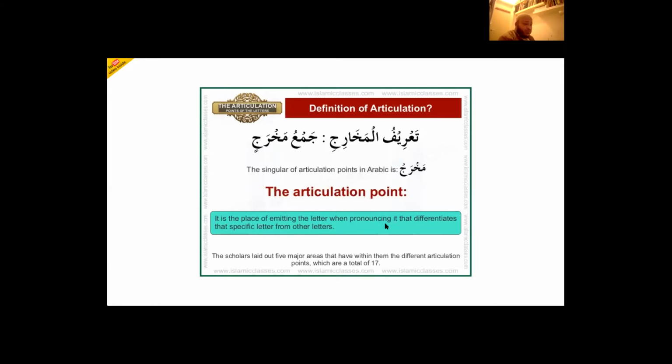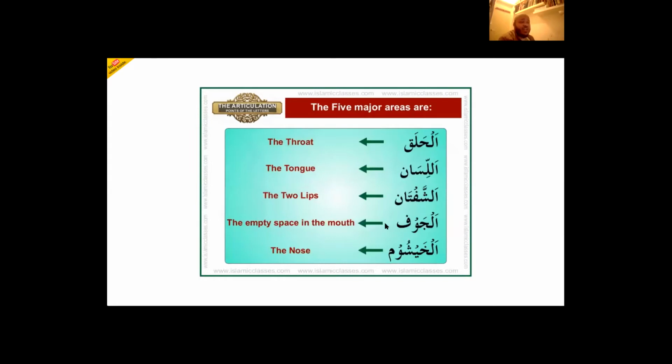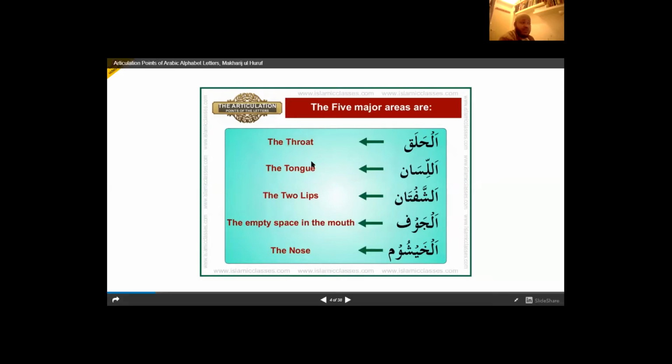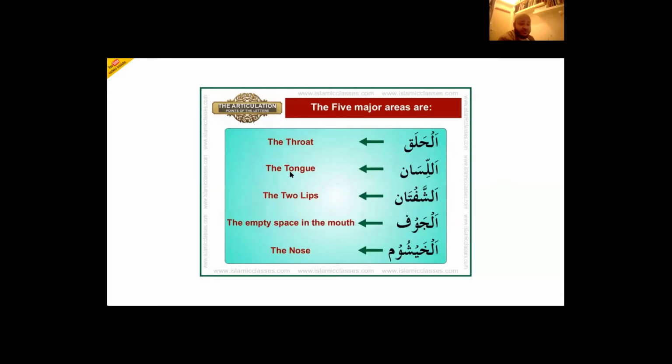Without further ado, Bismillah. The 5 major areas. Every single letter in the Arabic alphabet comes from a certain area within your body. These 5 areas are the throat, the tongue, the 2 lips, the empty space in the mouth, and the nose. I'm emphasizing again how important this lesson is. If you perfect today's lesson, then you've basically perfected the foundation to reciting the Quran properly and speaking Arabic fluently.